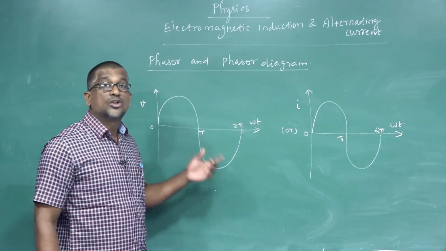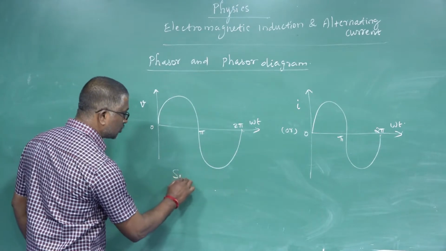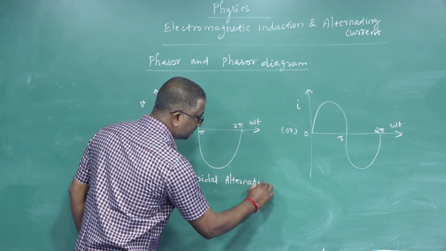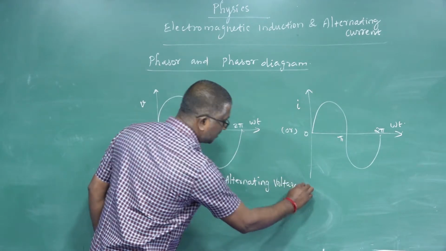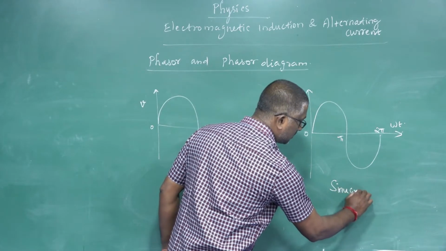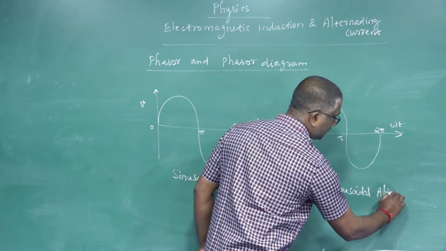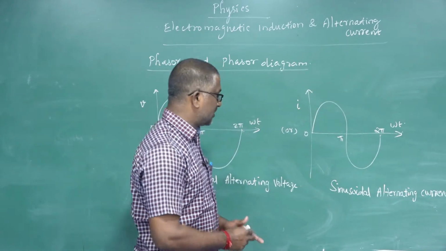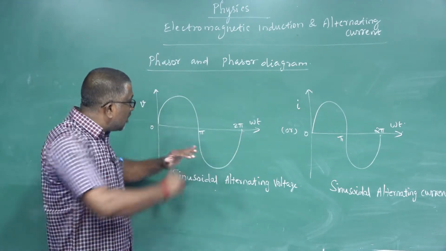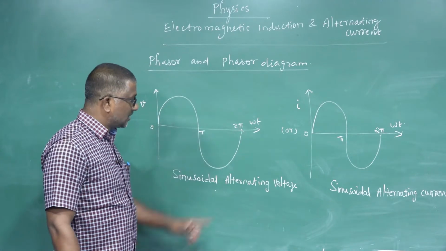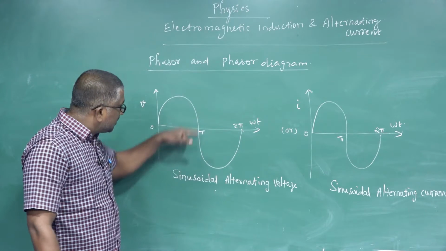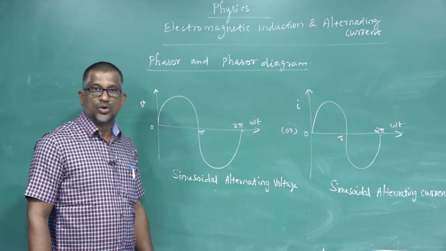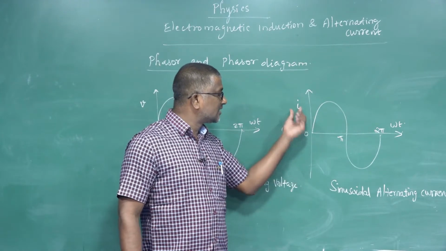So this alternating voltage is also called sinusoidal alternating voltage. This is sinusoidal alternating current. Because this voltage alternately changes its direction with respect to time, it is called alternating voltage. And the waveform of alternating voltage is a sine function, so that is why it is called sinusoidal alternating voltage. This is also in the form of a sine wave, so this current is called sinusoidal alternating current.